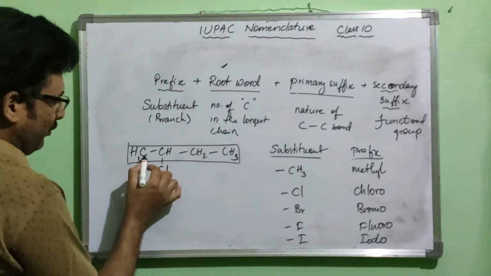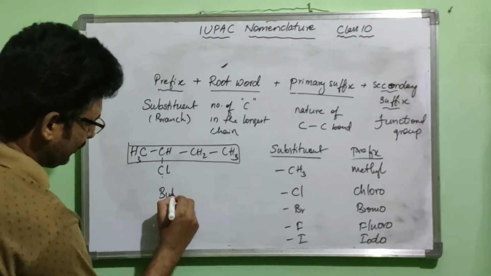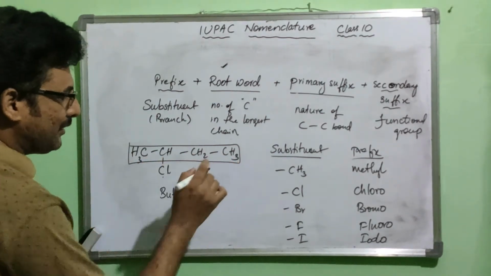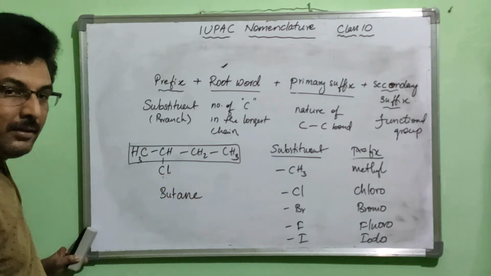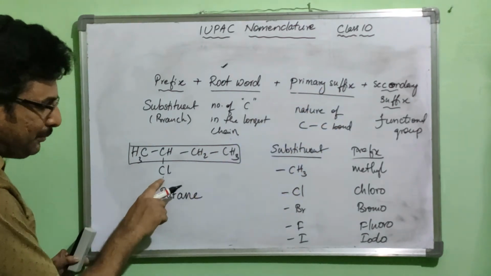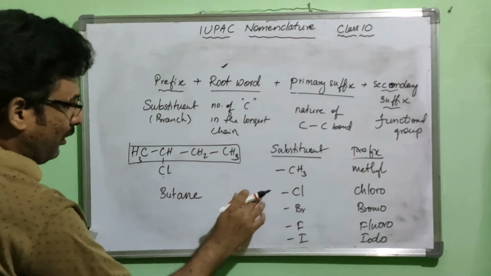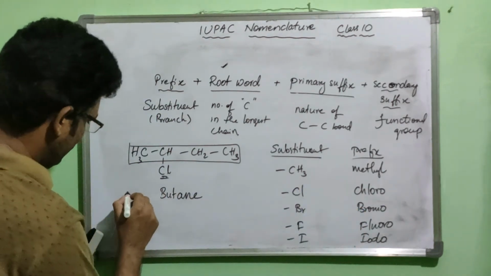See how many carbons are there: 1, 2, 3, 4. 4 carbons are there, so this will be but. In the main chain, between the carbons all are single bonds, so this will be butane. No functional group over there, so no secondary suffix, but you have a substituent over there, right? So you will write prefix. What is the prefix for this chlorine? For this chlorine you will write chloro.